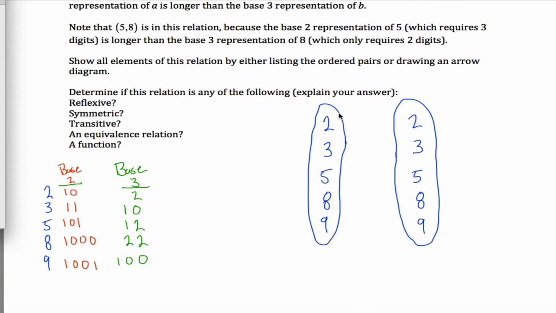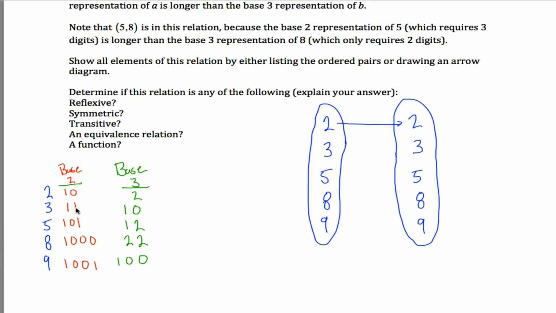I want to draw an arrow from an element here to an element here if the base 2 representation of that element is longer than the base 3 representation of that element. Well, note that the base 2 representation of the number 2 requires 2 digits, whereas the base 3 representation of the number 2 only requires 1 digit, and 2 digits is more than 1 digit, so I'm going to draw an arrow from 2 to 2. I'm not going to draw an arrow from 2 anywhere else because there are no other numbers in our set whose base 3 representation requires less than 2 digits. These all require exactly 2, this requires 3. So the only arrow leaving 2 goes to 2.